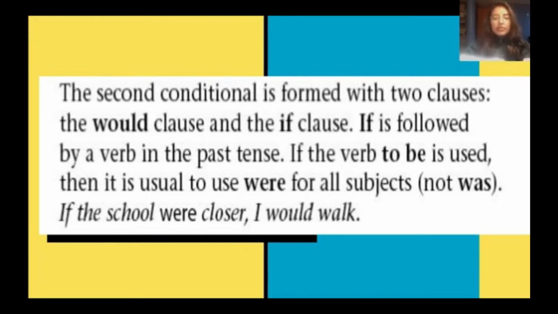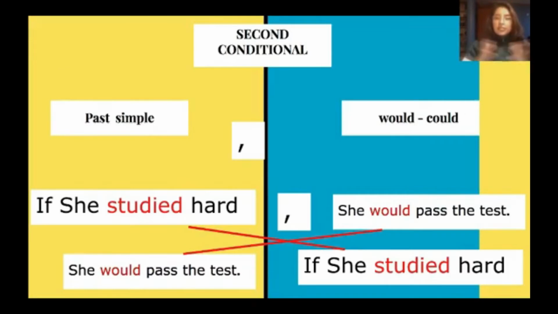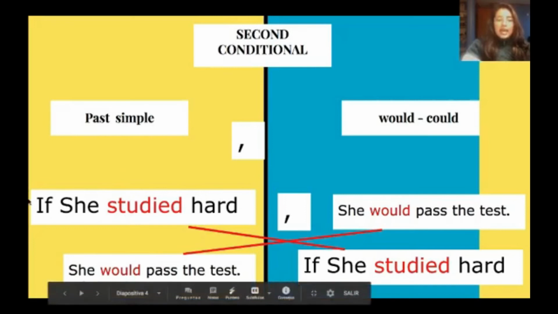Don't forget that, it's so important. Let's start. Second conditional. We have to join two sentences. The first sentence with past simple and another sentence with would, the modal would, okay? When you want to join these sentences, you have to put the comma in the middle of both sentences, okay? If she studied hard, comma, she would pass the test.